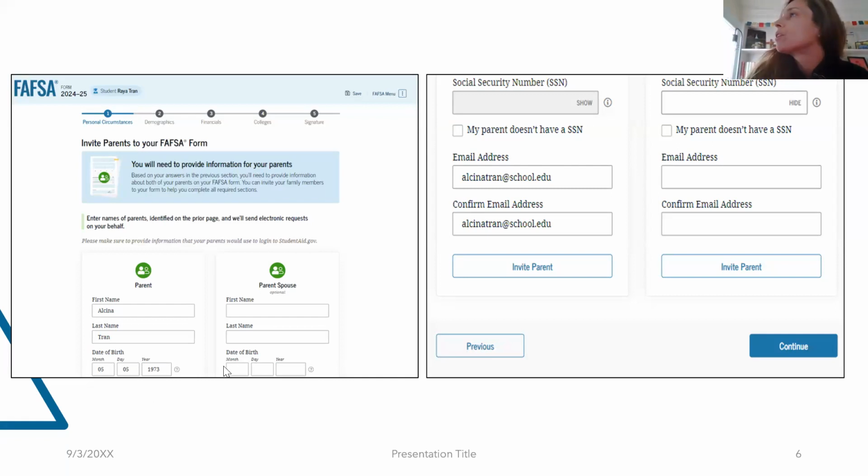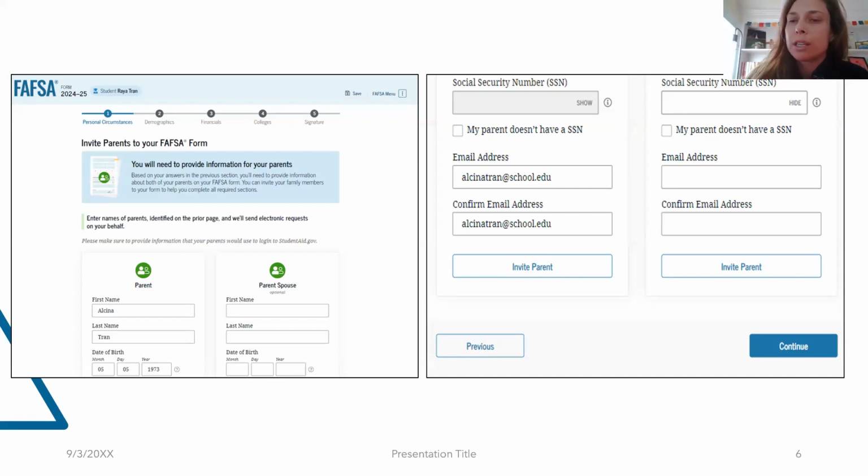So this is what the invitation will look like for a student when they go in to invite their contributor. You'll see that this is from the demo FAFSA, so it has information filled in, but it's demo information. The student would need to indicate the parent's name, date of birth, social security number, and email address. And it should be said that the information has to be exactly accurate.